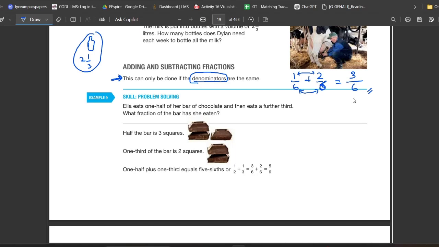So what happens if the denominators are not the same? What can we do? Let's take this example, 1 over 2 plus 1 over 3. Before adding, we have to make the denominators similar. To do that, we can multiply both the numerator and denominator by the same number.